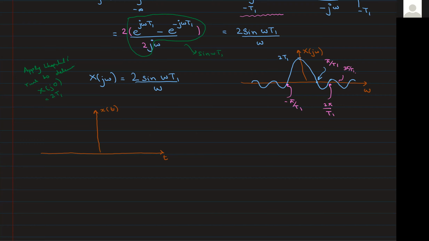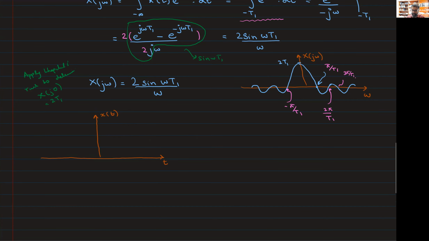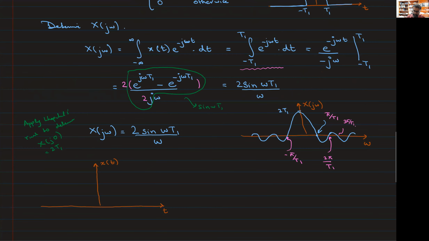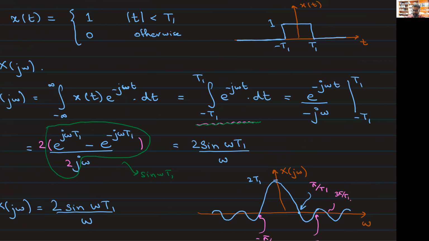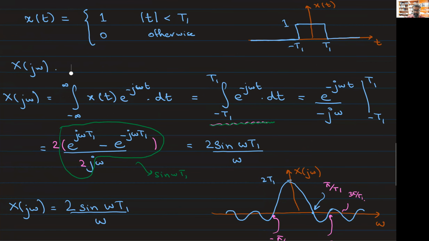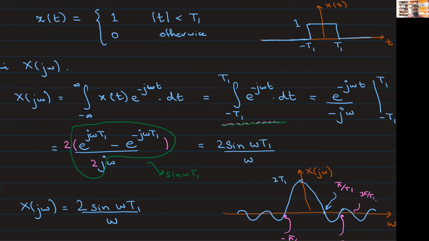The other way, Daniel, is to just look at this thing here. Because this is x of j omega, what would be x of 0? I just plug in omega equals 0 here. And if I plug in omega equals 0, e raised to j omega t becomes 1, and you're integrating 1 from minus t1 to plus t1, that's just 2t1. And for me, that's a much easier way of finding out what the value should be at omega equals 0.